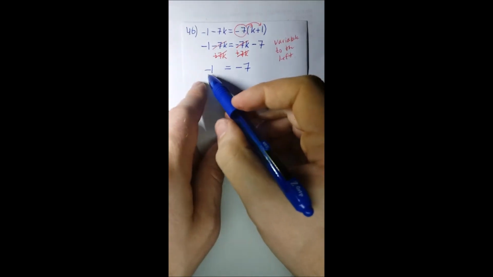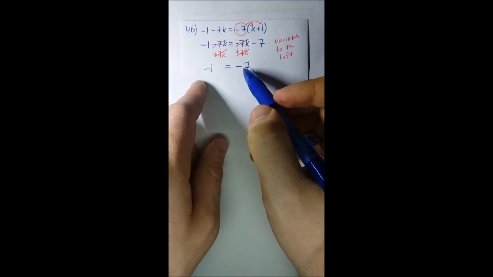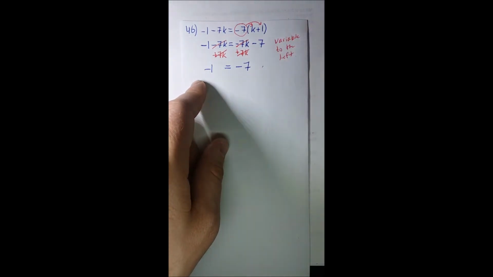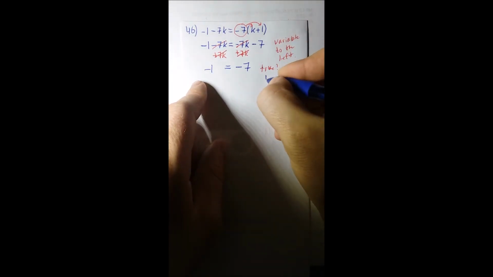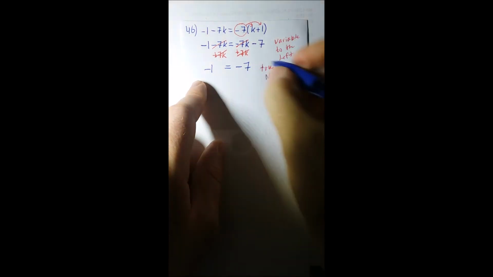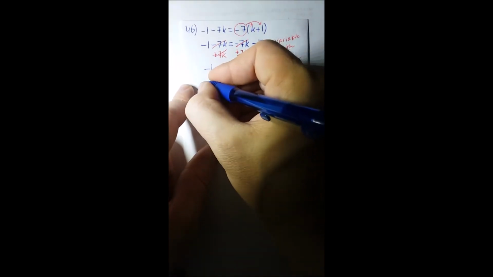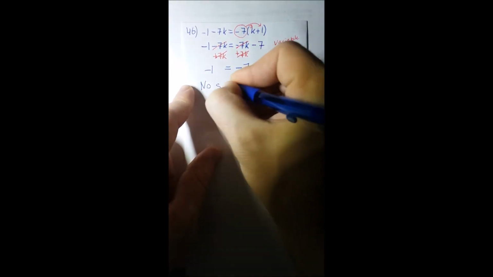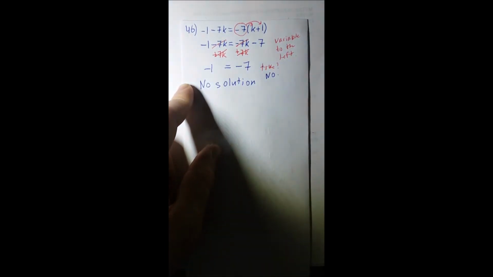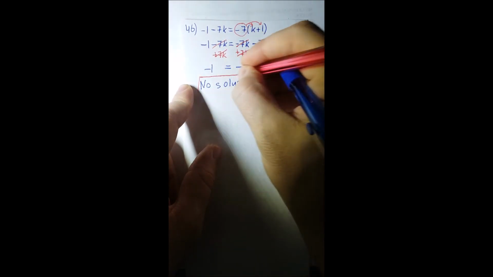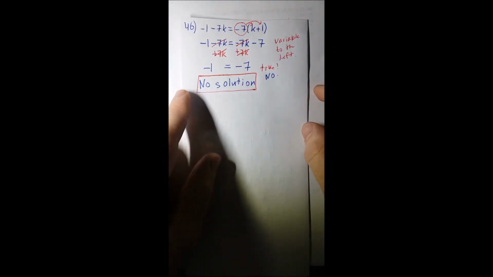Once you see that, negative 1 equals negative 7, is it true? I'm going to ask you this. True? The answer is no. If it's not true, the answer is no solution. That's it. There's no solution to it.